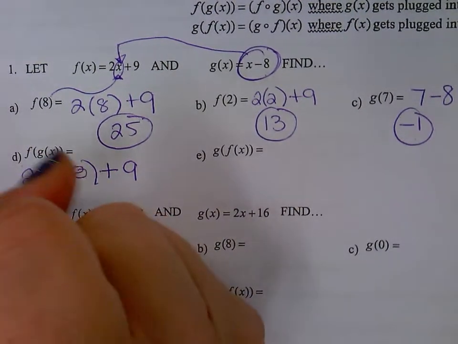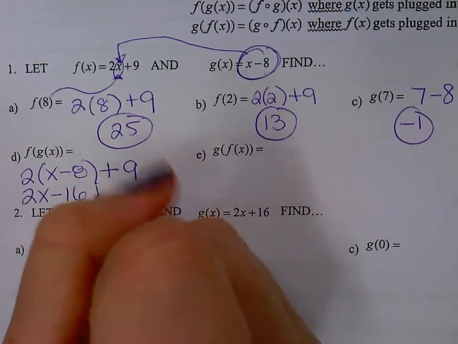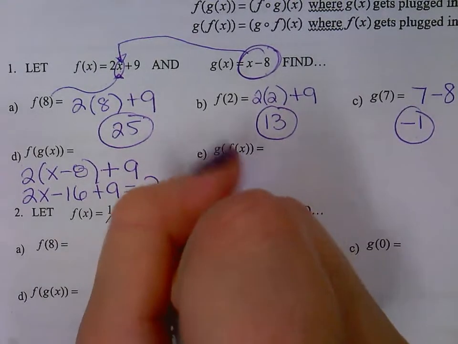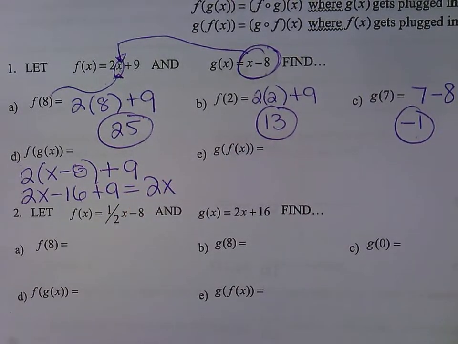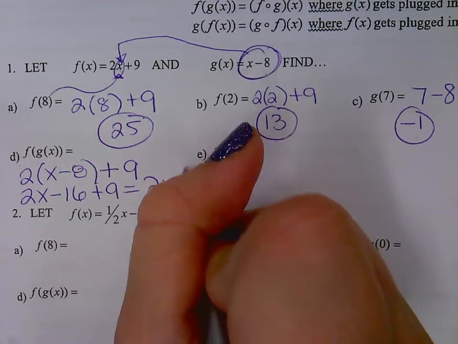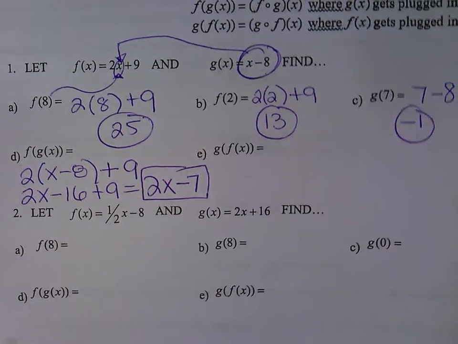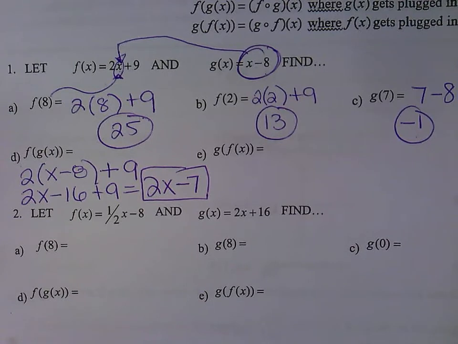So this is 2x minus 16 plus 9 is really what? 2x. What's negative 16 plus 9? Negative 7. So the answer is 2x minus 7. I got a new function. I composed one function into the other function. So I didn't add them together. I literally put one into the other.